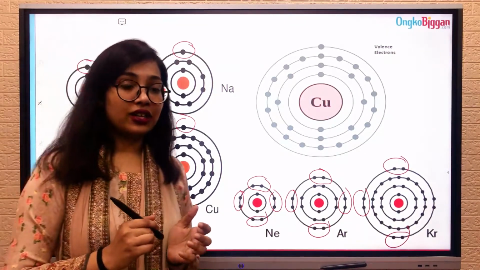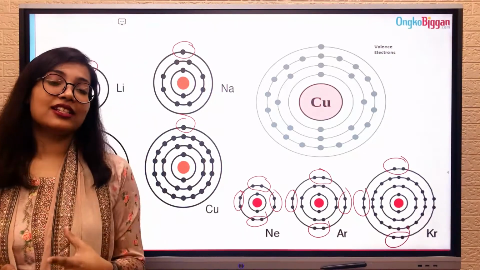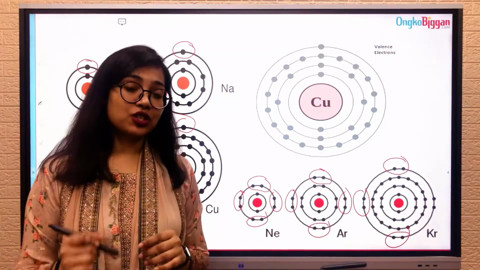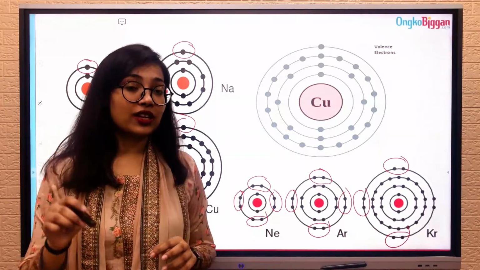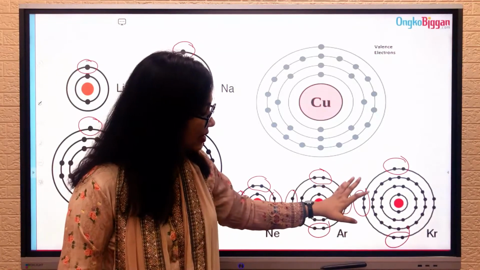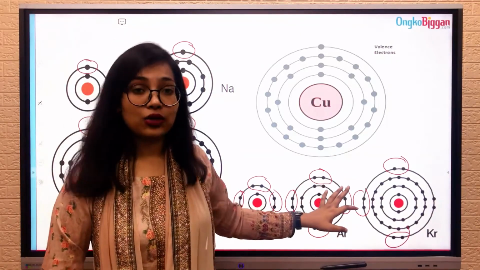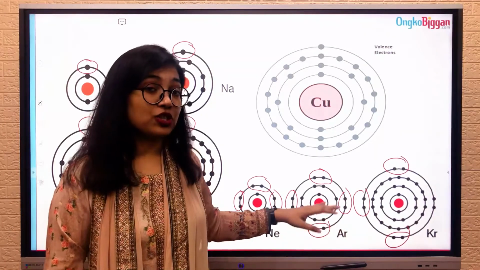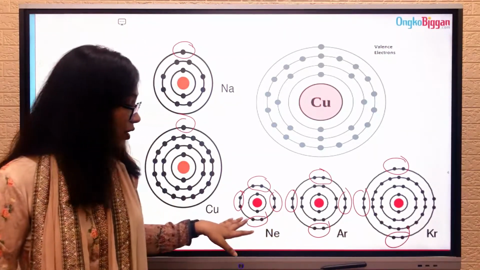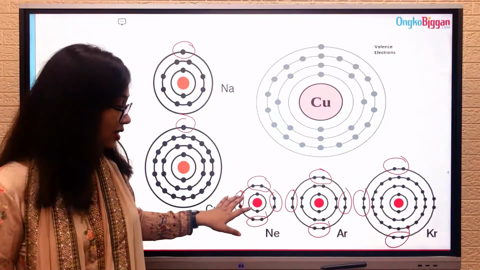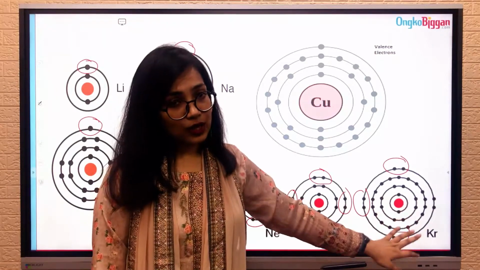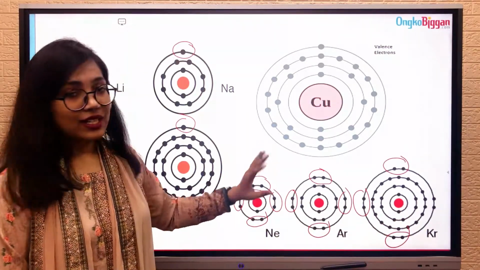So my point here is, what is a valence electron? Valence electrons are the electrons situated at the last energy level of any atom. Say for example, argon over here has 8 electrons on its outermost shell, outermost energy level. So the valence electrons of argon are 8. For neon, the amount is also 8 because it has 8 electrons on its outer shell. For krypton, it's also 8 as well. So yeah, that is valence electron.